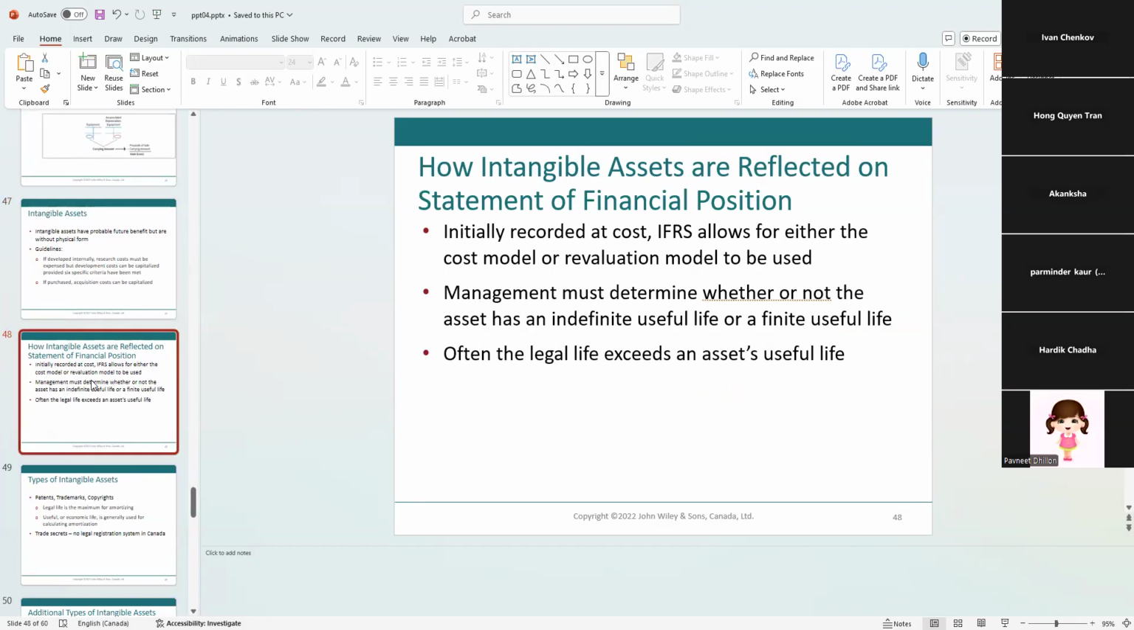How are intangible assets going to reflect the statement of financial position? Well, again, they are initially recorded at cost. And then we have to determine whether or not the asset has an indefinite life or a finite life.